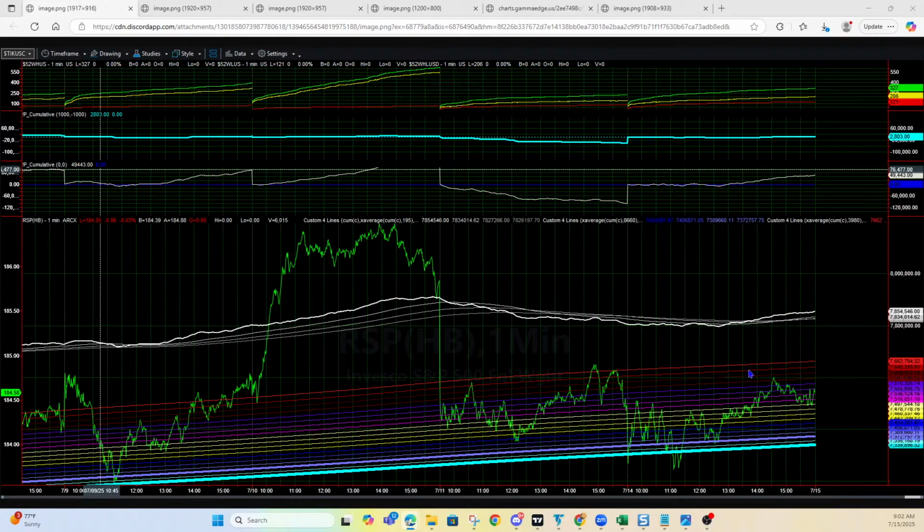So again, our colored ribbon, this is our longer-term look-back period. Again, this is how we position our money for longer-term trends. The red is above the cyan and continues in a positive slope to the upside. So really no change there.